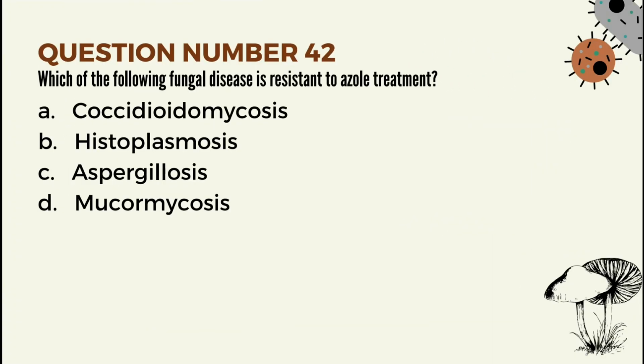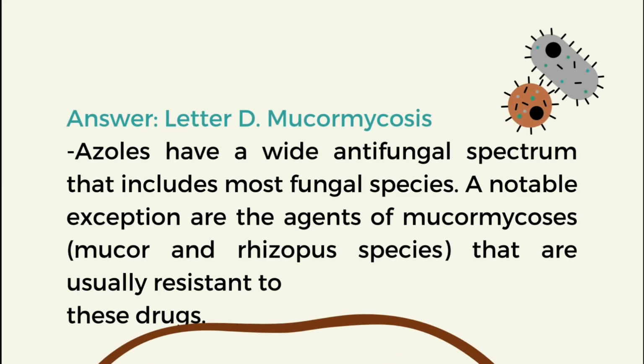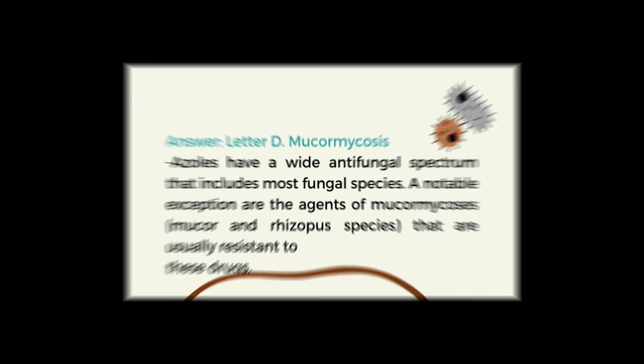Question number 42. Which of the following fungal diseases is resistant to azole treatment? A. Coccidioidomycosis, B. Histoplasmosis, C. Aspergillosis, or D. Mucormycosis? Answer is letter D, mucormycosis. Azoles have a wide antifungal spectrum that includes most fungal species. A notable exception are the agents of mucormycosis, Mucor and Rhizopus species, which are usually resistant to these drugs.